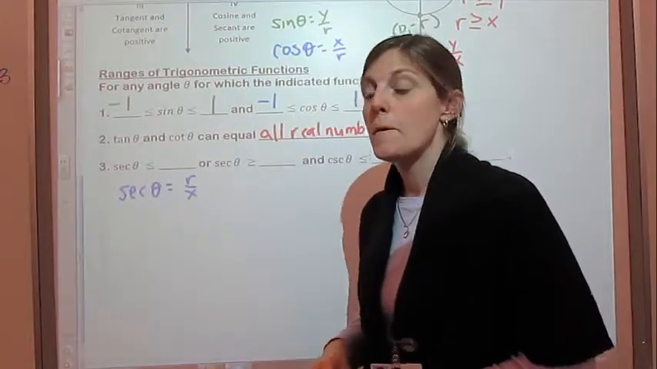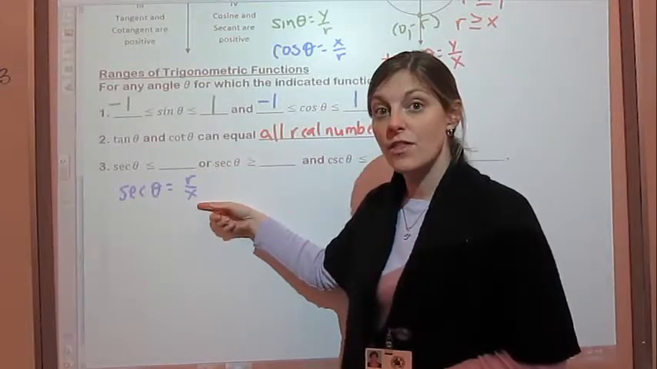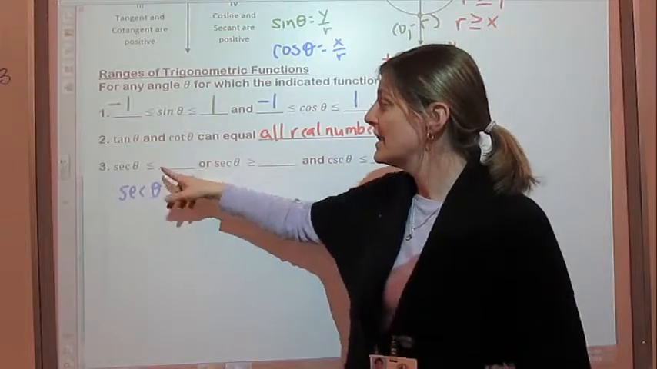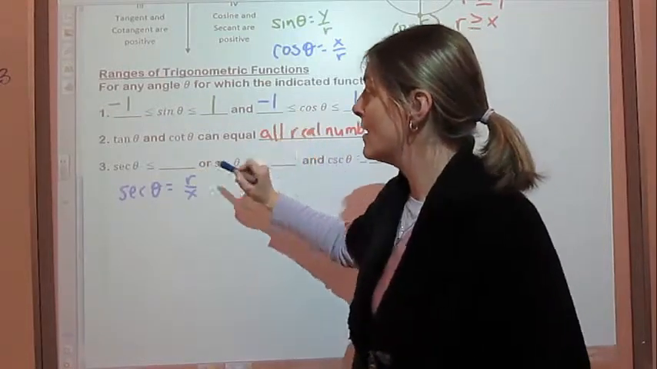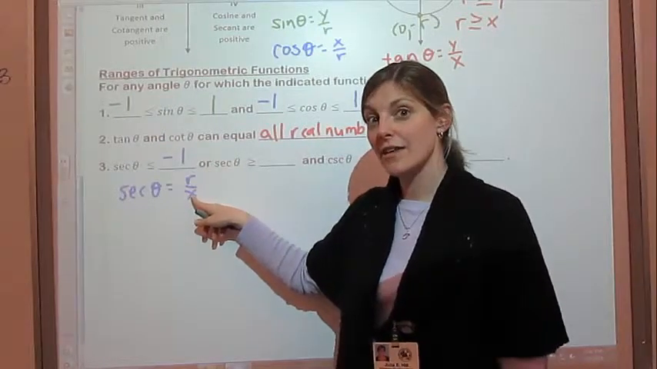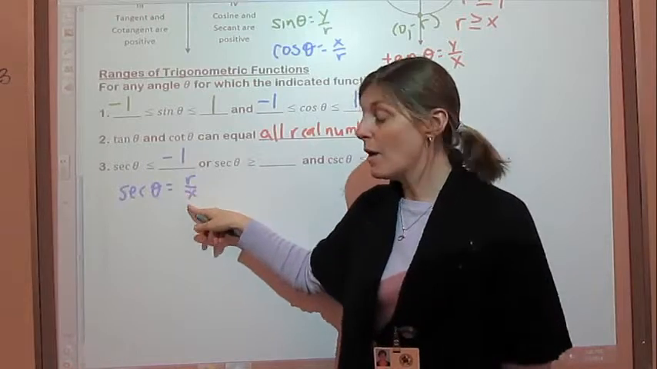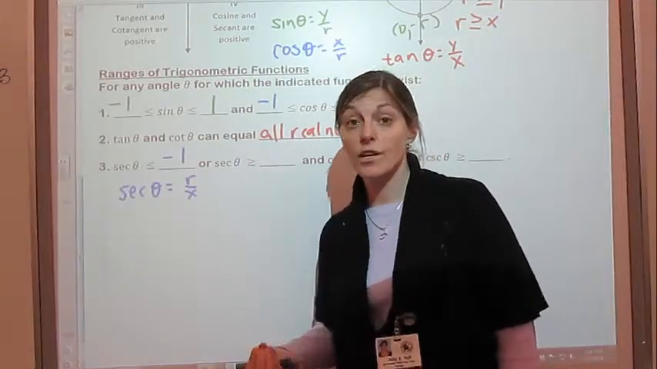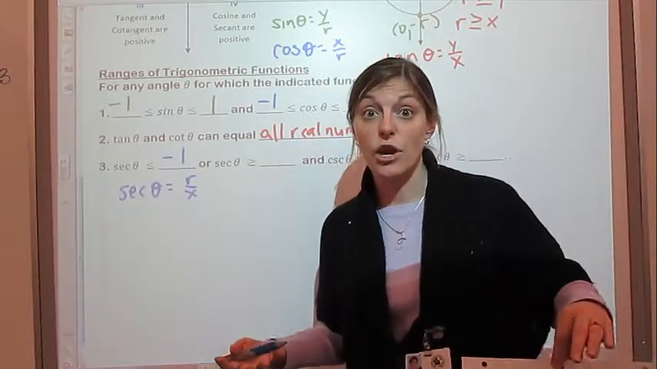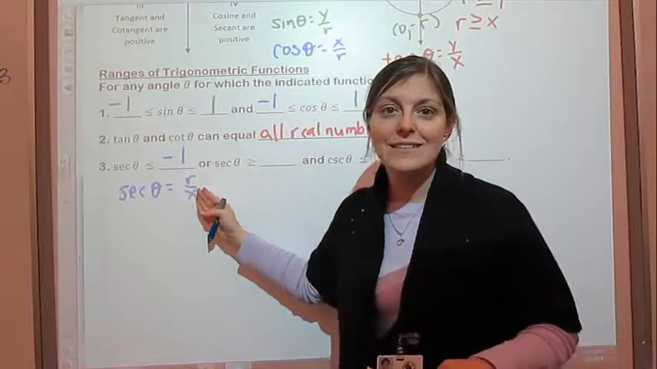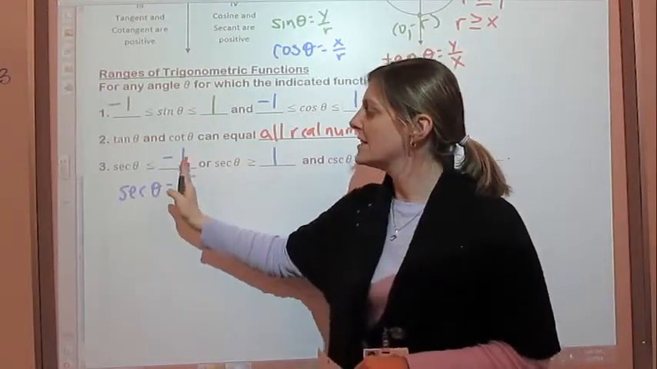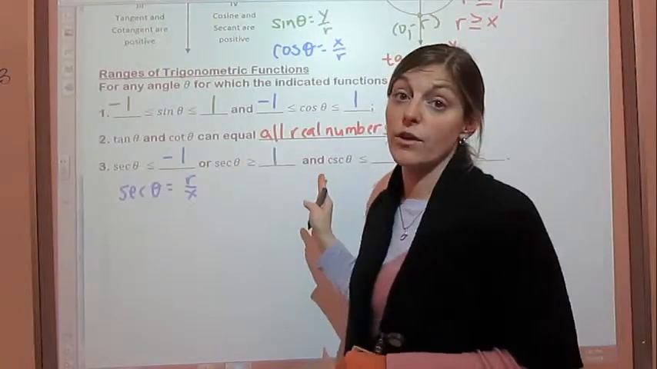Well, remember that r is always larger than x. So your number always has to be less than or equal to -1, because the highest possible value you can have here is -r. And then it gets smaller and smaller, and you know that when you have a small number in the denominator and a larger number in the numerator, then you have a number larger than 1, or less than -1 if it's a negative. So your secant values can only be less than or equal to -1, or greater than or equal to +1.